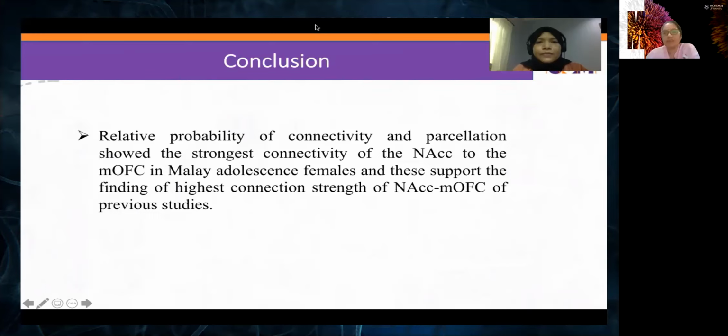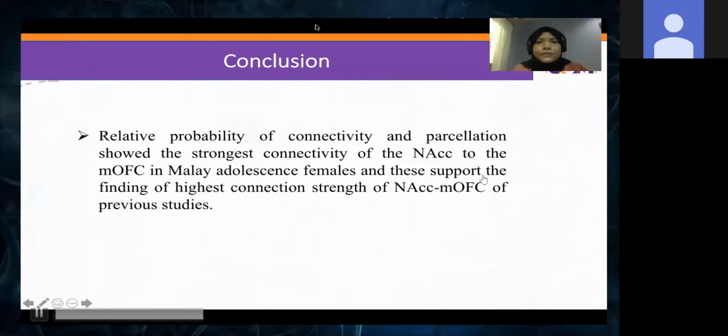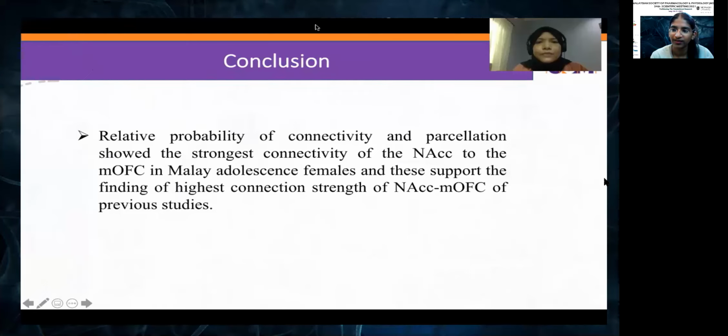Yeah. Thank you, Siti Hajar. I think it's a very interesting and also an important study. Okay, thank you. Thanks, Siti. Thank you, Siti Hajar, and thank you, judges.